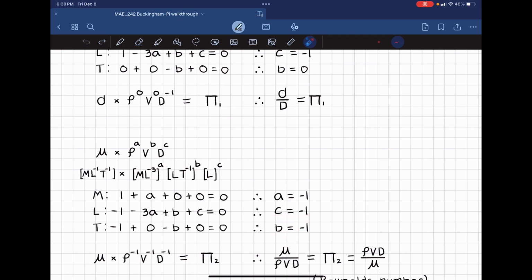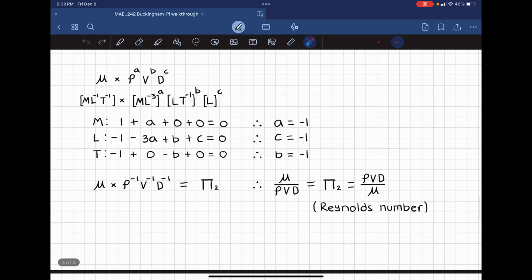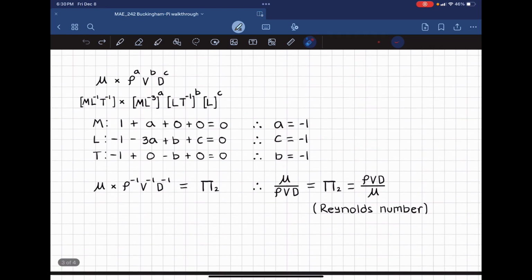Now, just like we did with the previous pi term for pi 2, we're going to write this group just how we did here, but now with our constants or powers, which we have solved for. So we've got mu times rho to the a. a is minus 1, so we put a minus 1 there. V is power b. b is a minus 1, so we write minus 1 here. And D also minus 1, because that's c, and we write it as minus 1. That is to say, mu is going to go over all of those terms.